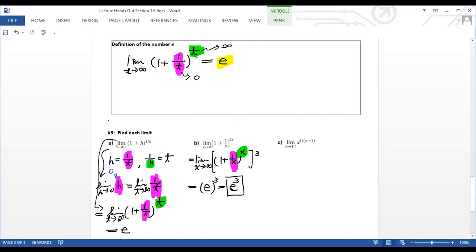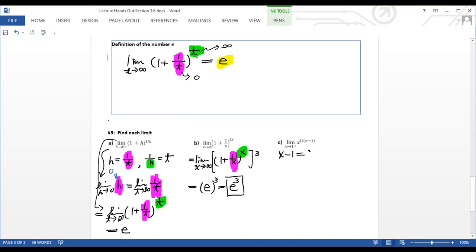Cool. Okay, now this one here is the limit as x approaches 1. So what is the 1? See here, it doesn't look like the earlier form. So let's think about x minus 1.